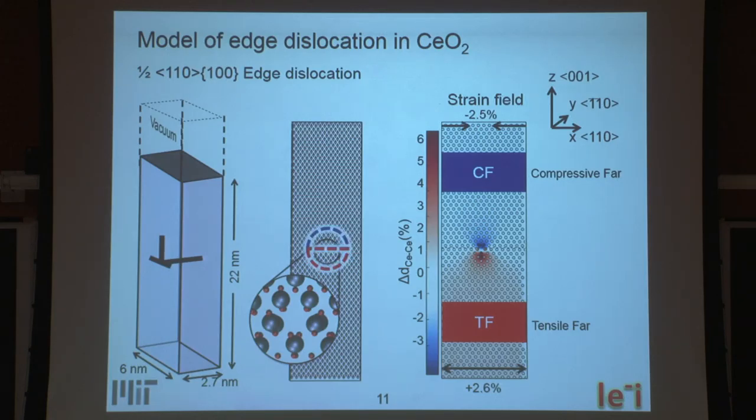When you get closer to the dislocation, you can see the color here is darker, meaning a much higher strain and stress field around the dislocation. But still, we can divide it into two parts. We call them the compressive dislocation core and the tensile dislocation core.